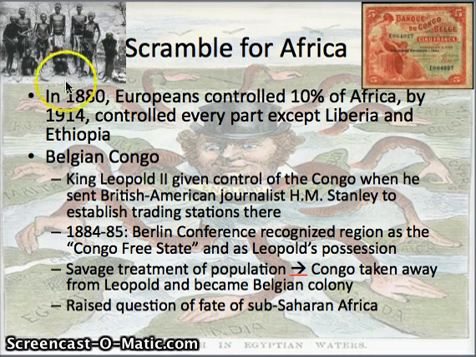This is just one image here that gives you a sense of the virtual slavery that took place in the Belgian Congo. But the Belgian parliament is so upset at this savage treatment of the population that they actually take this personal colony away from Leopold, and in 1908 they make it a Belgian colony instead.